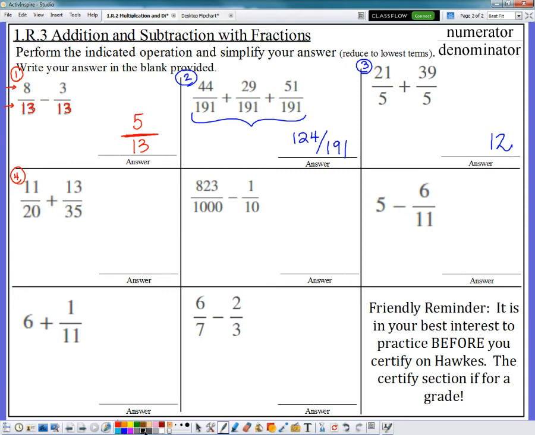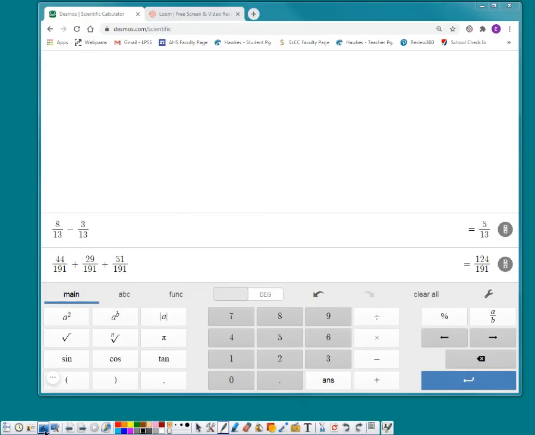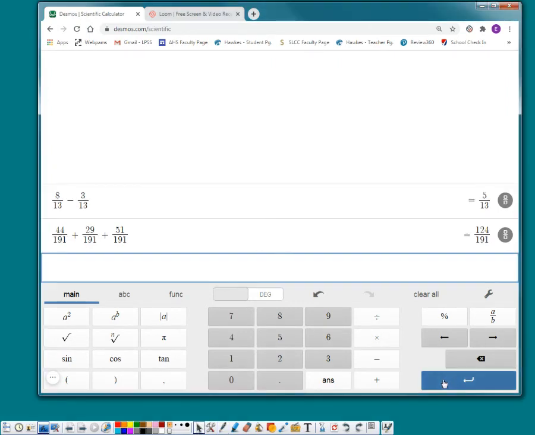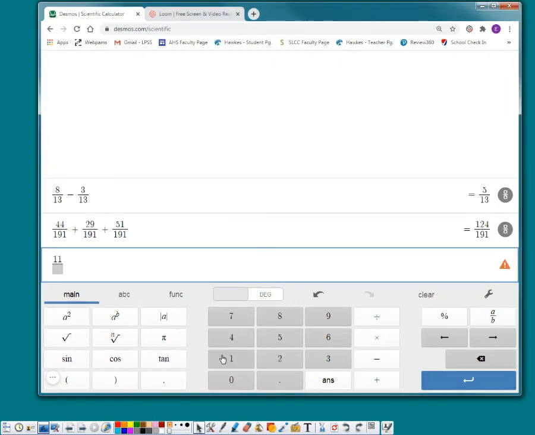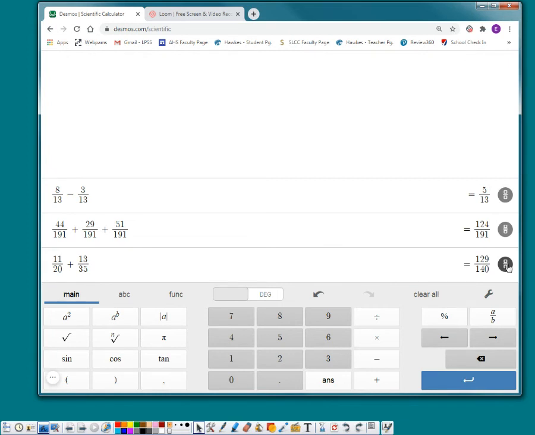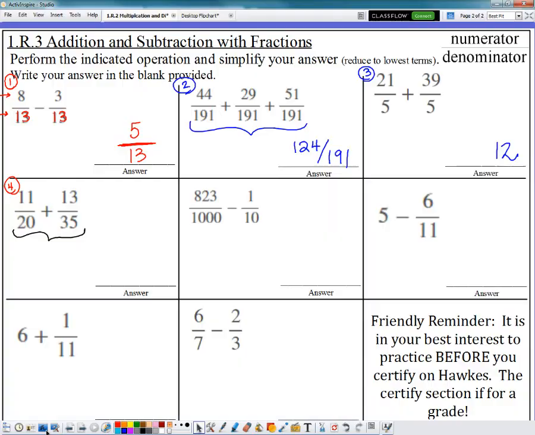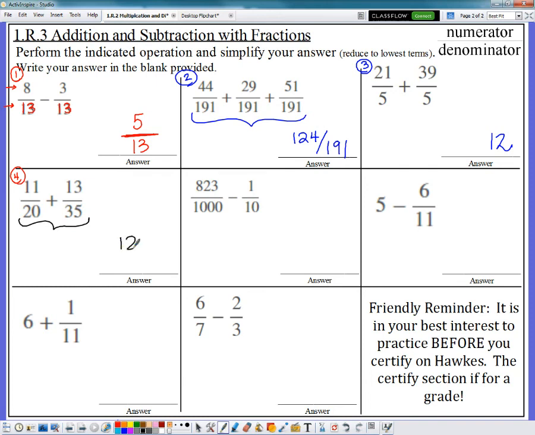All right, moving on to number 4. We have right here number 4. We're going to type this into Desmos just like you see it. So we have 11 over 20 plus fraction 13 over 35. Go ahead and press this button here and we get 129 over 140. As easy as that. And once again, you can use the calculator on every test, every quiz, every homework assignment, so please get used to it.